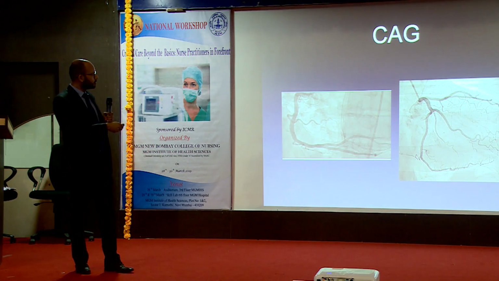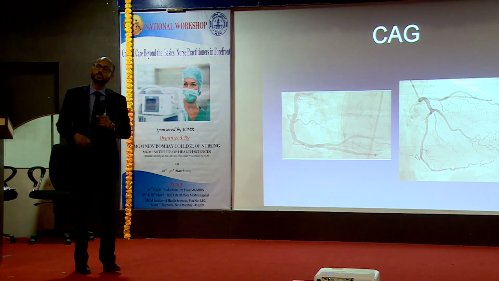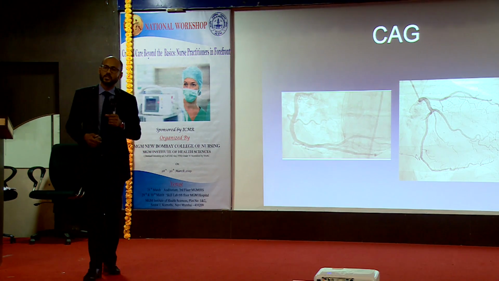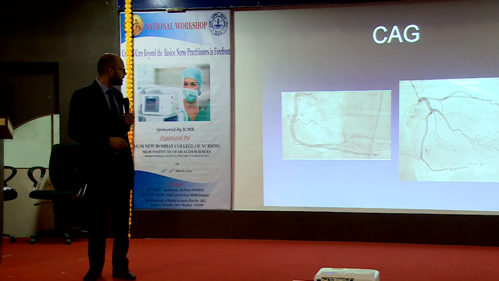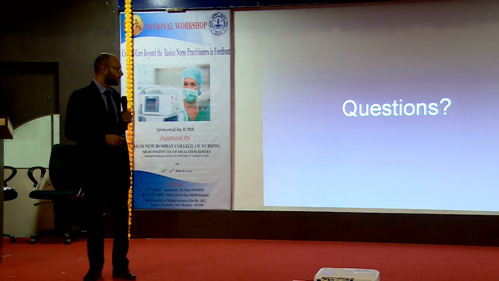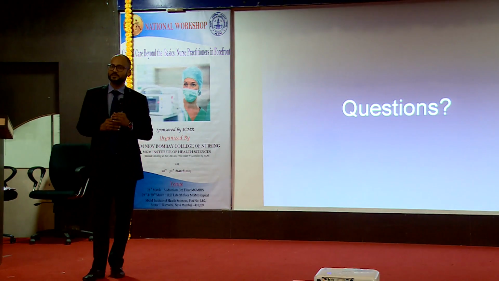The same way, you put the cannula in the left coronary artery ostium, and this is what you should see. This is the left anterior descending, and this is the left circumflex, and their branches. So if there are blockages, you can see. Another modality of investigation. I think that's it for cardiac assessment, really. Any questions?